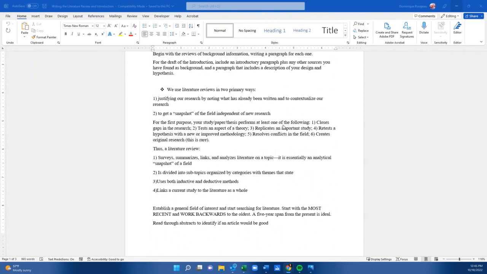It will essentially let the readers know: what's been found already? What's not been found? What's the background on this research topic? You can get a snapshot of the field or the topic independent of this new research. So for the purpose of your study, with the lit review, you really want to point out what this study does or how it complements research on this topic. Does it close a gap in the research?